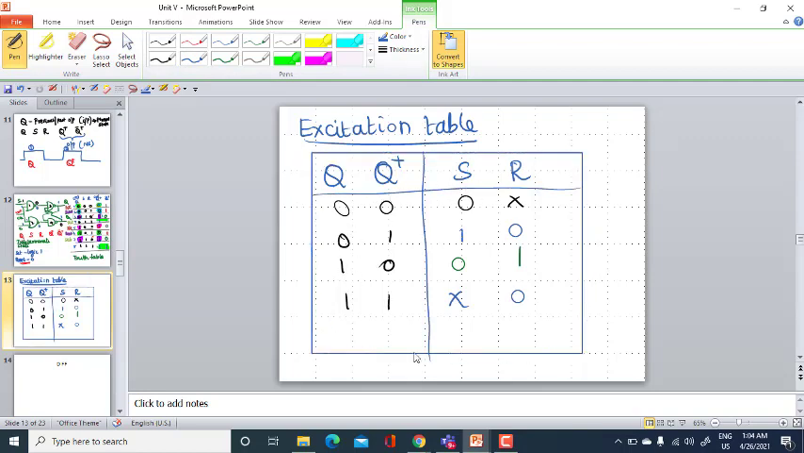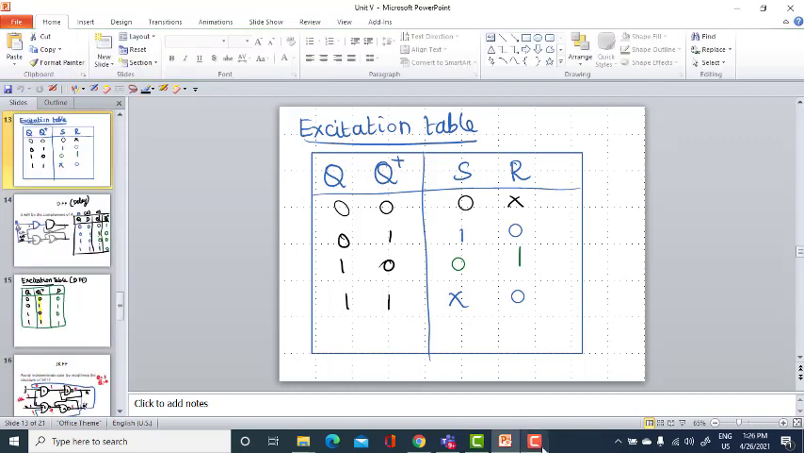What is the disadvantage of SR flip flop? We should ensure that we do not have an indeterminate state. To avoid the indeterminate state of your SR flip flop, we have to ensure that the complement of the S input occurs at the R input. So to go ahead with this, we will derive a new flip flop called D flip flop.